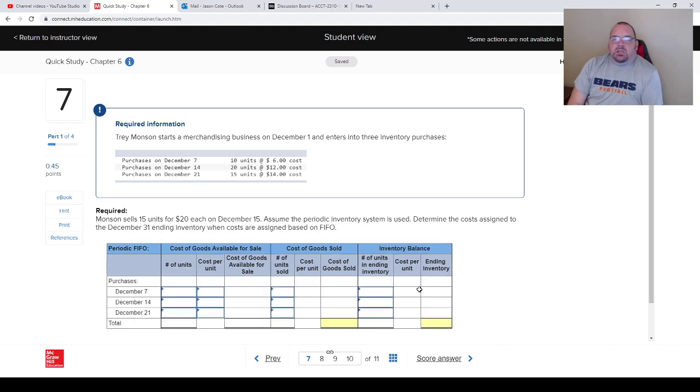Okay, so now we're going to go back through it again, and we're going to use the periodic as opposed to perpetual. Okay, so we're going to change methods a little bit. I'm going to explain it a little bit at the start, and we're going to go from there. But what I'm going to do is I'm going to pause here. I'm going to start back in about a minute.